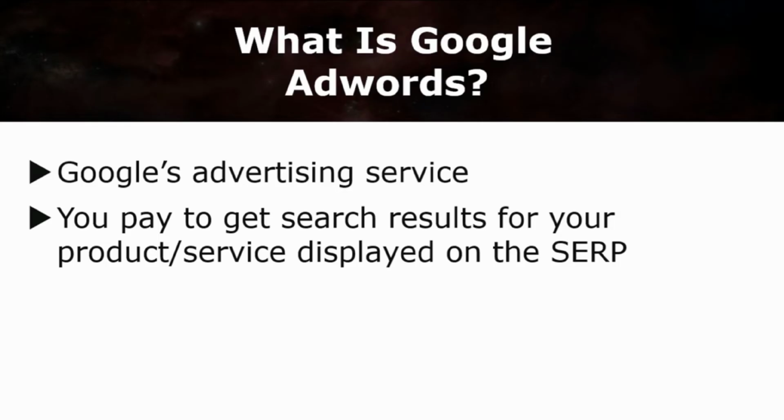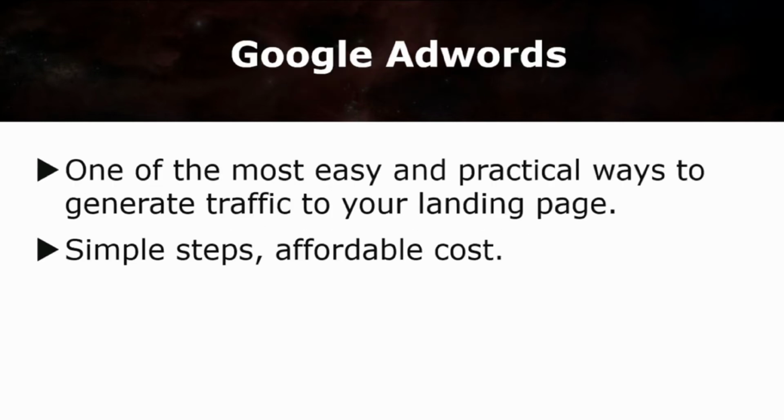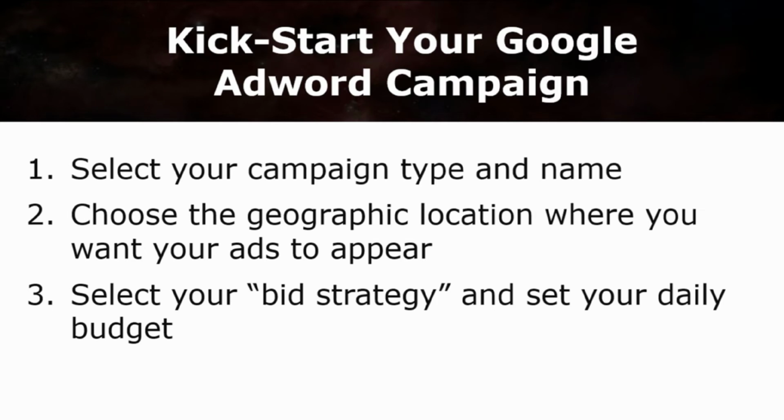Now, let me give you a brief summary of what Google AdWords is. Google AdWords is Google's own advertising service which allows you to place search results for your own website or landing page. The search results for your product or service will appear on the search engine results page, or the SERP, which you would have to pay a certain amount to get your results displayed. Google AdWords is one of the easiest and most practical ways to generate traffic to your landing page. And contrary to popular belief, the steps are actually quite simple and not as pricey as many have perceived it to be. All you need is a Google account.